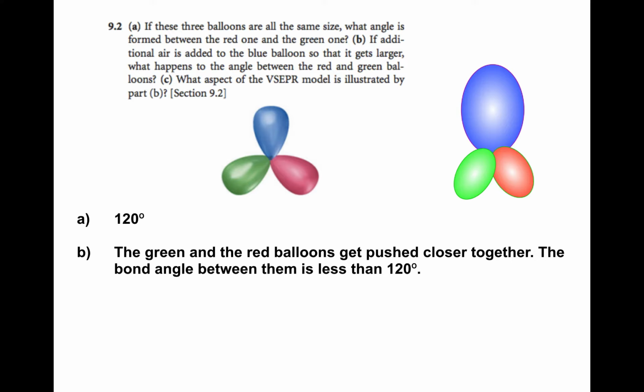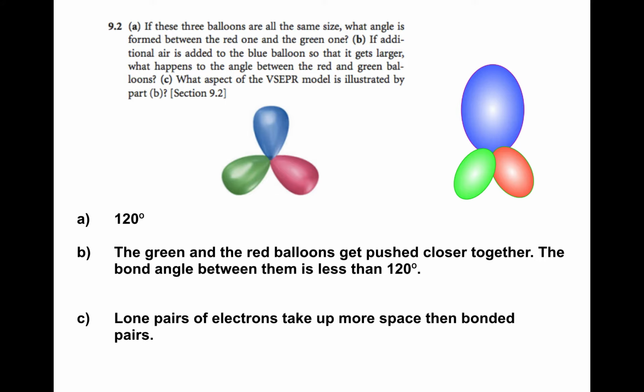What aspect of valence shell electron pair repulsion is being illustrated by part B? The fact that unbonded electrons take up more space than bonded pairs, right? So lone pairs push harder, in terms of repulsivity, than the bonded pairs do. So the bond angle gets smaller.